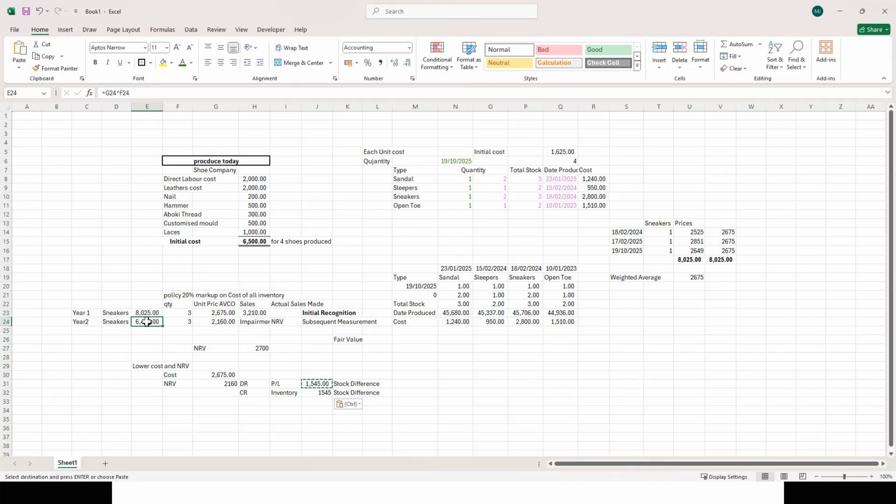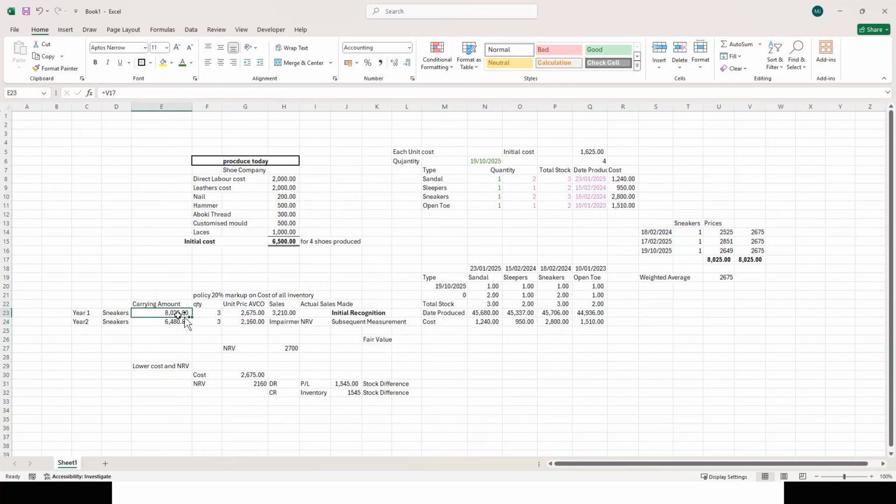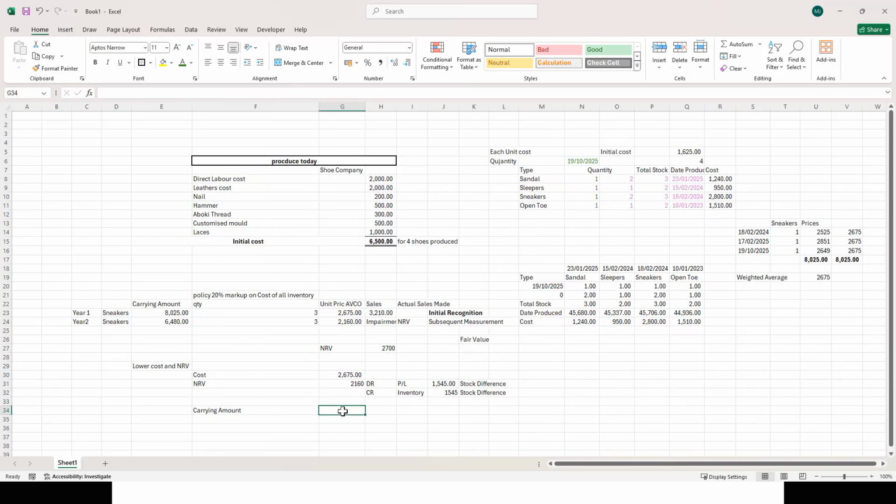So this is not the carrying amount. This is the carrying amount of the assets, which is the net value. Yes, because the formula is: carrying amount equals the lower of NRV and cost. That's the carrying amount.